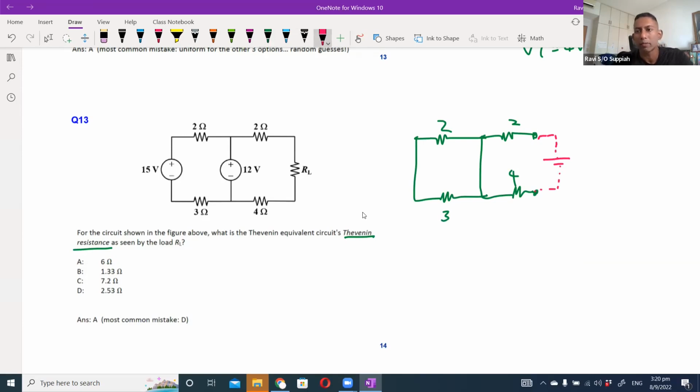And how will the current flow? It will flow through the 2 ohm, but when it comes to this branch, you will see that there's 2 parallel branches, correct? One is a short circuit, the other is a resistive branch.